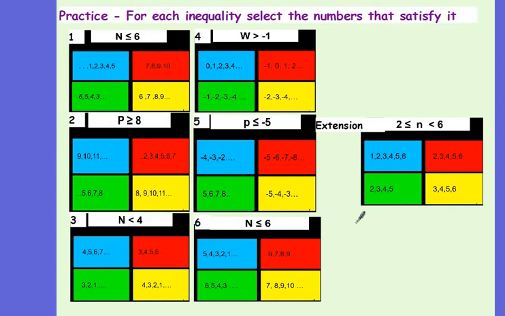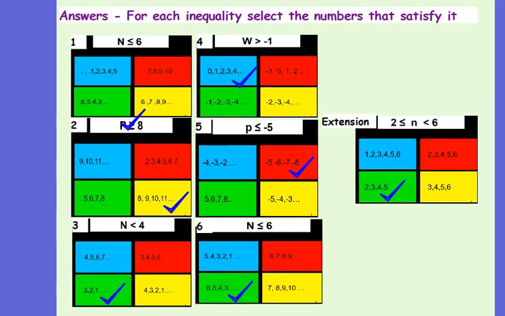And can you list the integer values for each of these inequalities for me? Pause the video for 5 to 10 minutes and have a go at these questions in your light blue books. The answer will be either blue, red, green or yellow for each inequality. And these are the answers. Please check how you did.